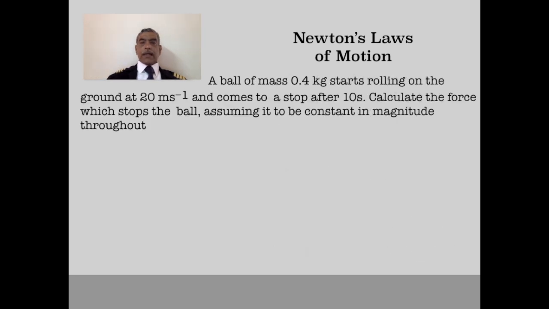Okay, yet another numerical example. A ball of mass 0.4 kg starts rolling on the ground at 20 meters per second and comes to a stop after 10 seconds. Calculate the force which stops the ball, assuming it to be constant in magnitude throughout.